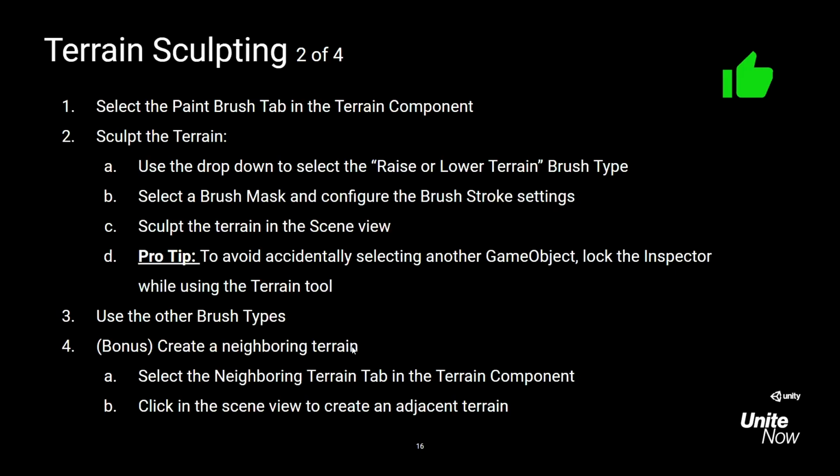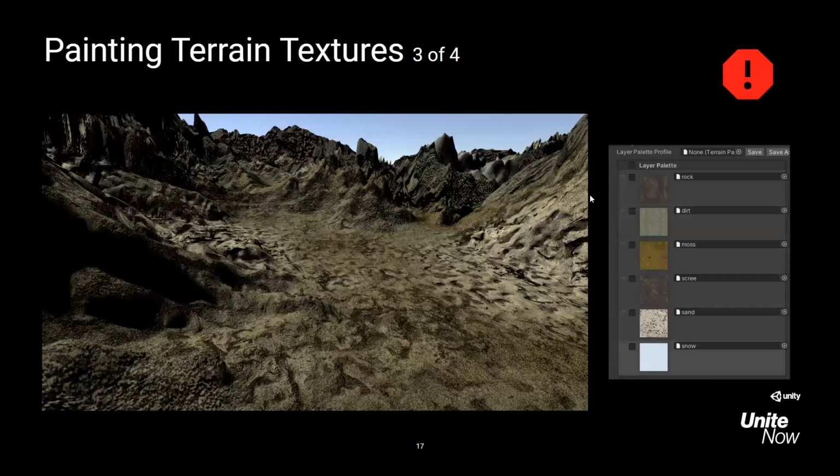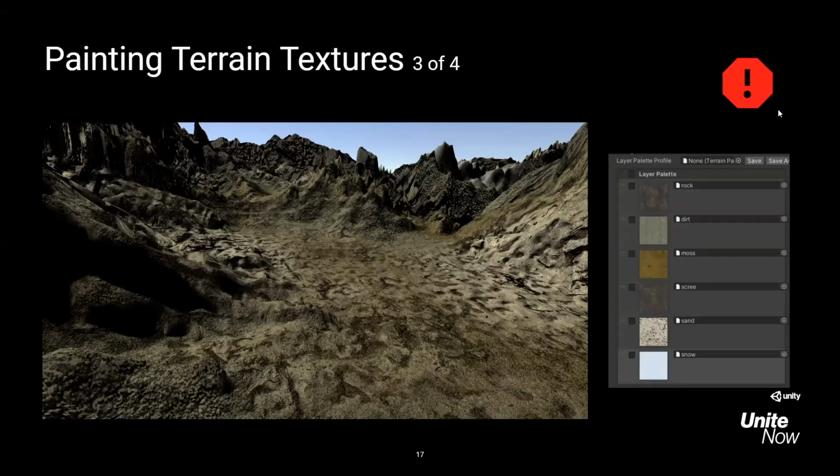Let's go ahead and move on here so we can add some textures to our terrain and start to make it look like an actual environment. So again, we have a quick demo here. I'm going to call that out with the red stop sign here in the top right. What we want to do now is we want to create some terrain textures. I'm going to show you how to paint these on here.